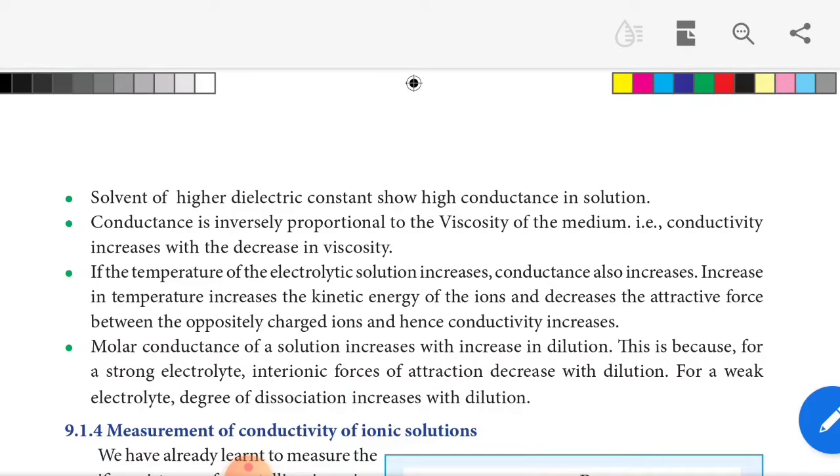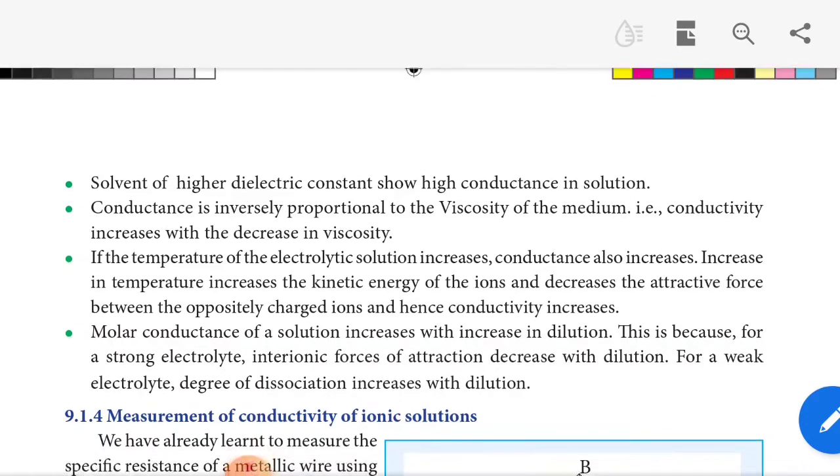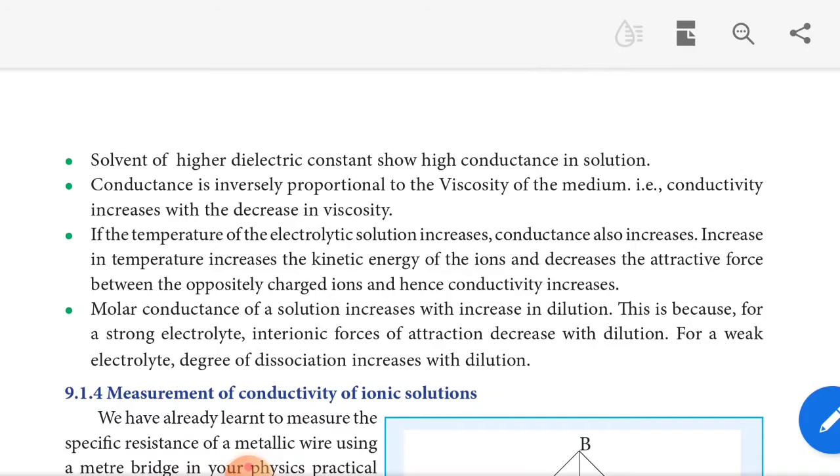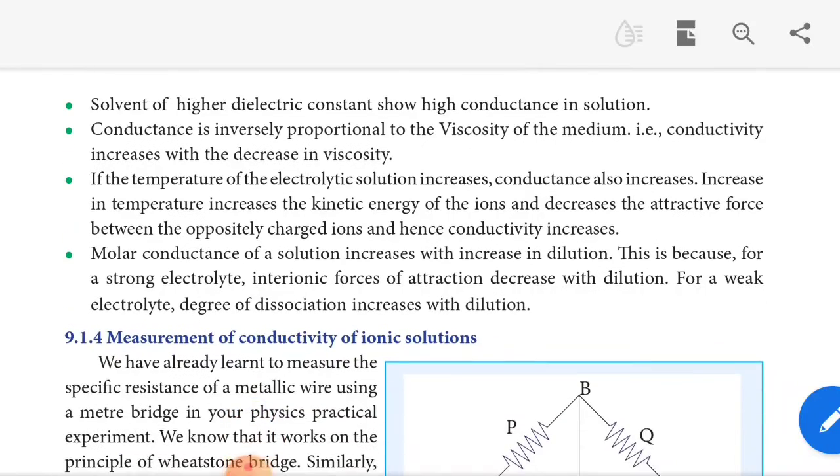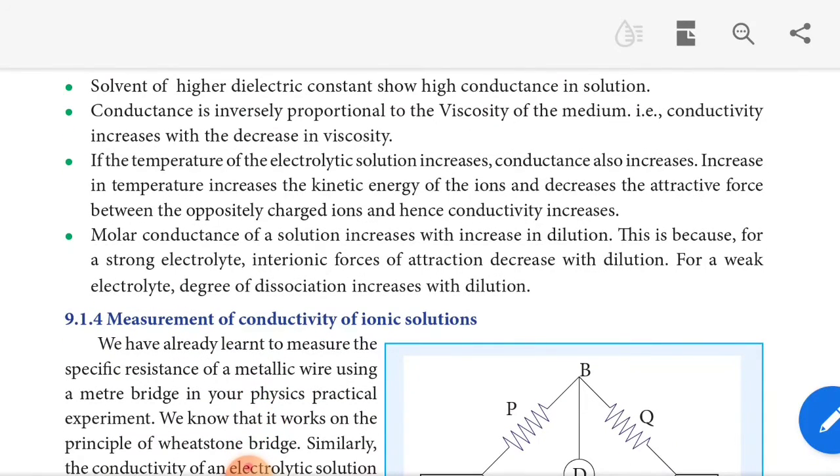The molar conductance of a solution increases as the dilution increases. You know the meaning of strong electrolyte and weak electrolyte. Strong electrolyte means complete dissociation. For a strong electrolyte, the interionic force of attraction decreases with dilution. For a weak electrolyte, like acetic acid, the degree of dissociation increases with dilution. So these are the factors affecting the electrolytic conductance.